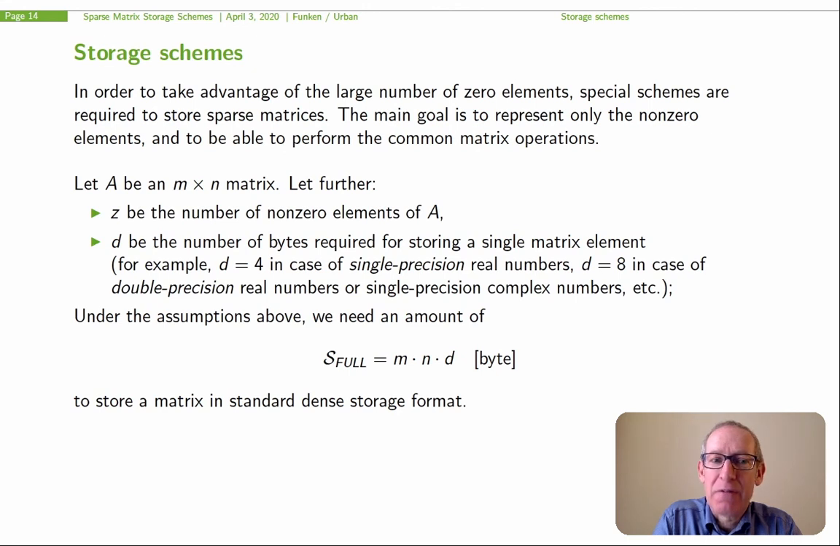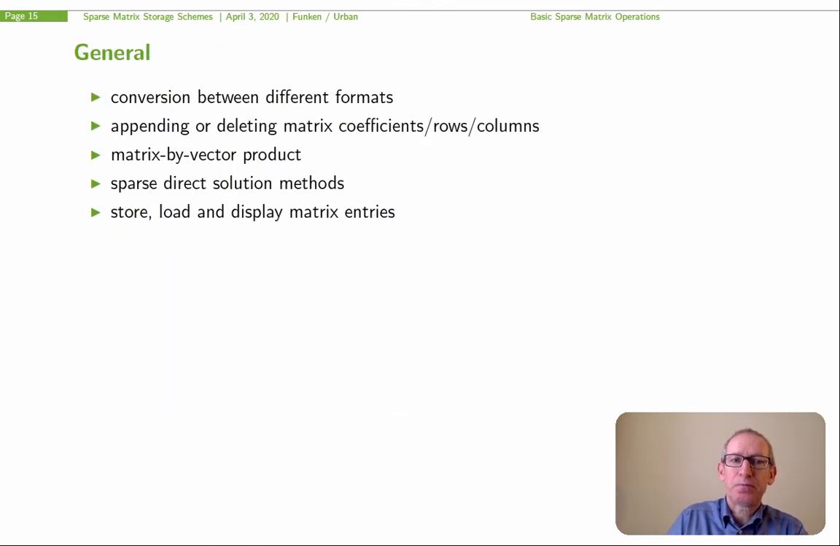So the question is, if Z is lower than M times N, do better storage schemes exist? The questions we have in mind when we introduce different storage schemes: is it easy to convert between different formats, or is it easy to append or delete matrix coefficients or whole rows or columns? What about the cost of the matrix-vector product, depending on the various computer architectures? What about sparse direct solution methods for matrices of medium size? And also, what about storing, loading and displaying matrices and matrix entries? And this we'll see in the second part.